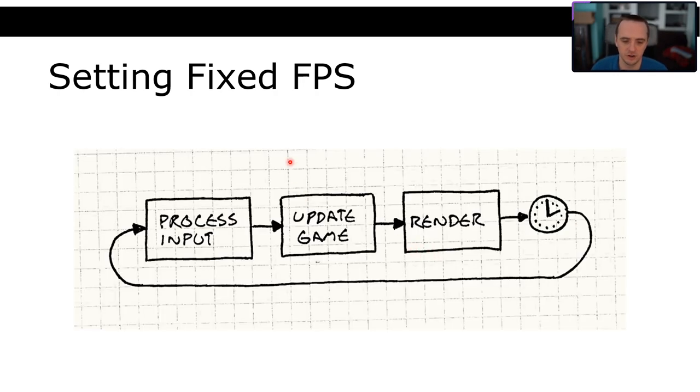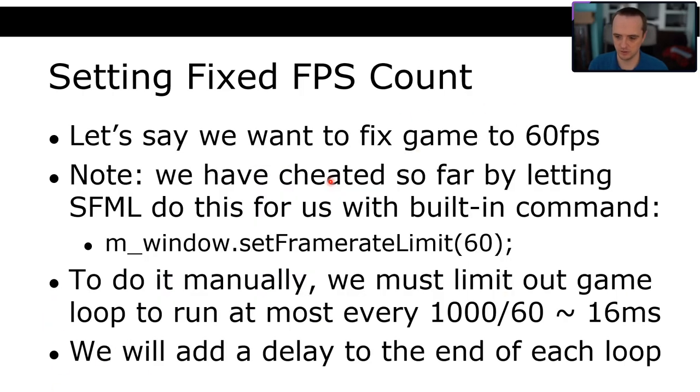It's going to look like the following. So what we're going to do every frame is we're going to process the input, we're going to update the game, we're going to do the rendering, and then what we'll do is we'll wait, right? So let's say that we want to run at a maximum of 60 frames per second. So here, 60 frames per second is about 16 milliseconds, okay? It's a little bit more.